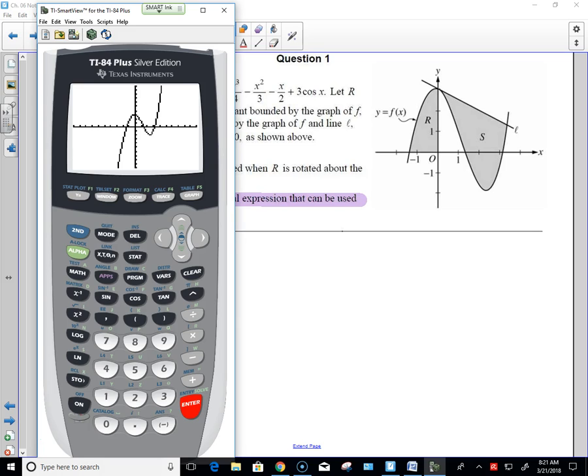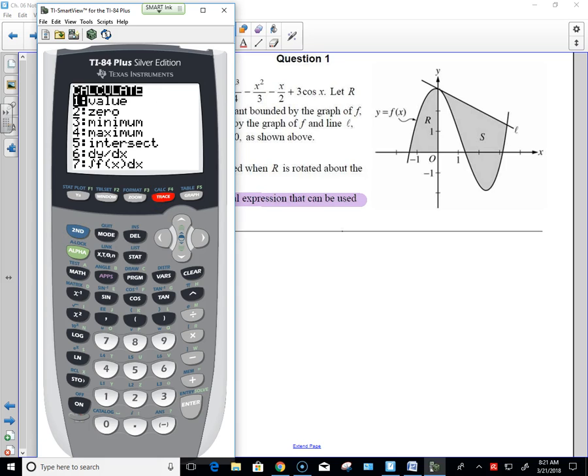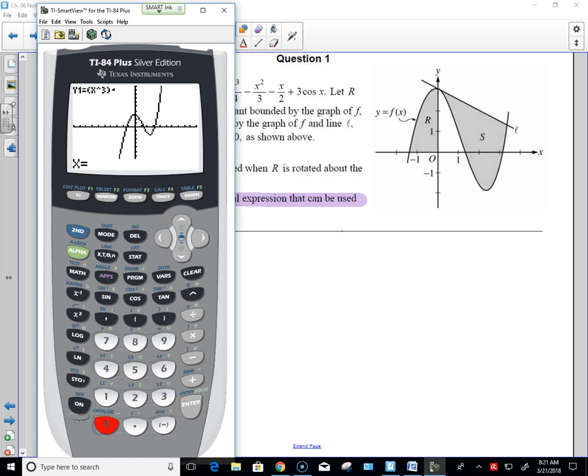Some of you said derivative. That's a great way of looking at it. We have a couple different ways of doing it, but probably the easiest would be second, trace, dy dx, number 6. We can find the derivative at any point as long as we type in the value that we need, and we have the derivative, negative 0.49999999.